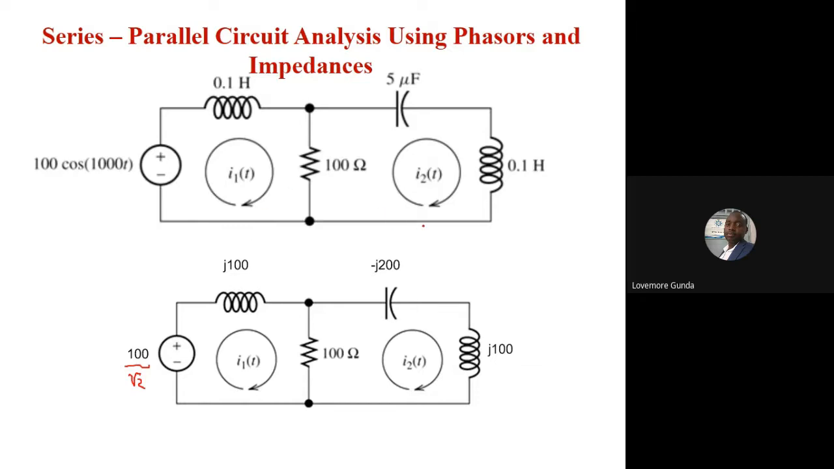Take a snapshot of your calculations. Find the current here and the current in this loop, and also the current in that resistor, and any other thing that you might want to calculate for that circuit. Okay? I think we are good on that.